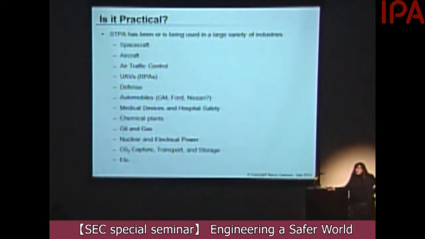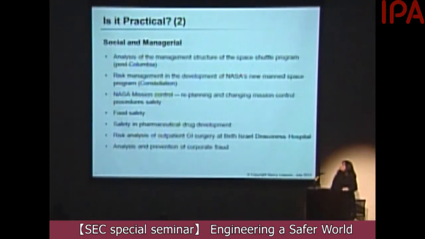I think we're starting a collaboration with Nissan. I don't know how much they've done yet. Medical devices and hospital safety, chemical plants, oil and gas, nuclear and electric power, CO2 capture, transport and storage, and so on. Just about every safety-critical industry now has someone using this on it. We also have used it on social and managerial systems. For example, analysis of the management structure of the space shuttle program after Columbia, risk management and the development of NASA's new manned space program, food safety, safety in pharmaceutical drug development, risk analysis of outpatient gastrointestinal surgery at a large hospital in Boston, analysis and prevention of corporate fraud, and so on.